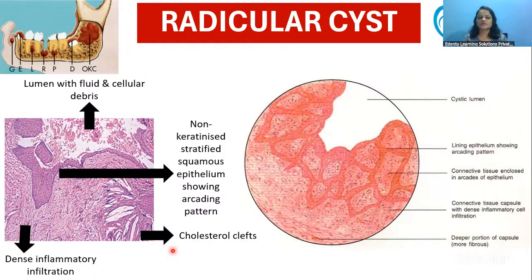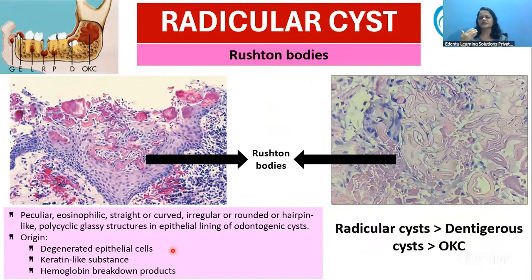Okay, so this is about the histopathology of radicular cyst: non-keratinized epithelium in an arcading pattern, and dense inflammatory infiltration. There are also some characteristic features that you see in some radicular cysts, like Rushton bodies. So what are Rushton bodies? Rushton bodies are pink-colored or eosinophilic, straight, curved, or hairpin-like structures that you see in the epithelium of the cyst. These Rushton bodies are seen only in the epithelium of odontogenic cysts.